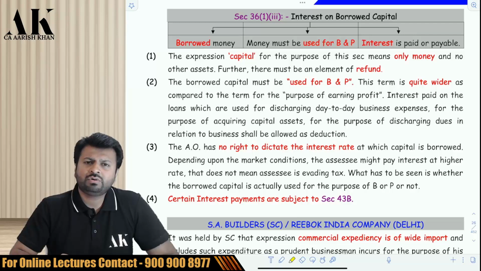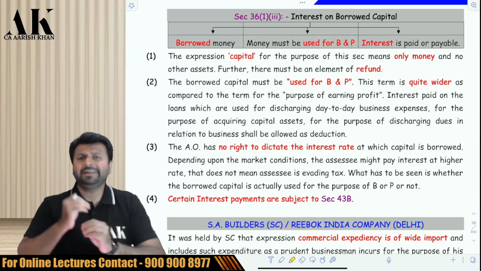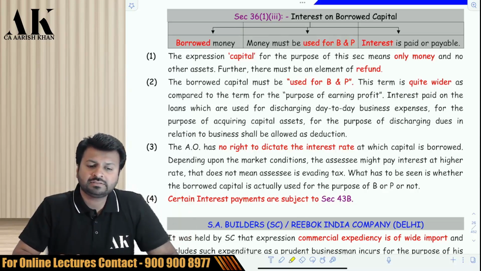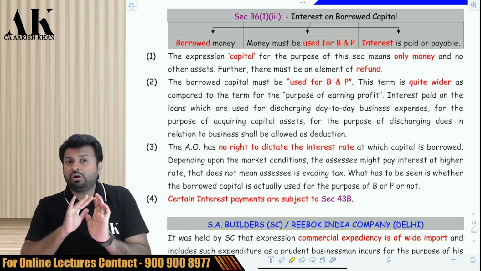Whether he wants to take a loan of 60% of the total capital or 100% of the total capital, it is absolutely his wish. Till the time the money is borrowed and it is used for the purpose of business and profession and interest is regularly paid on that, you have to give the deduction of that particular interest to the assessee.